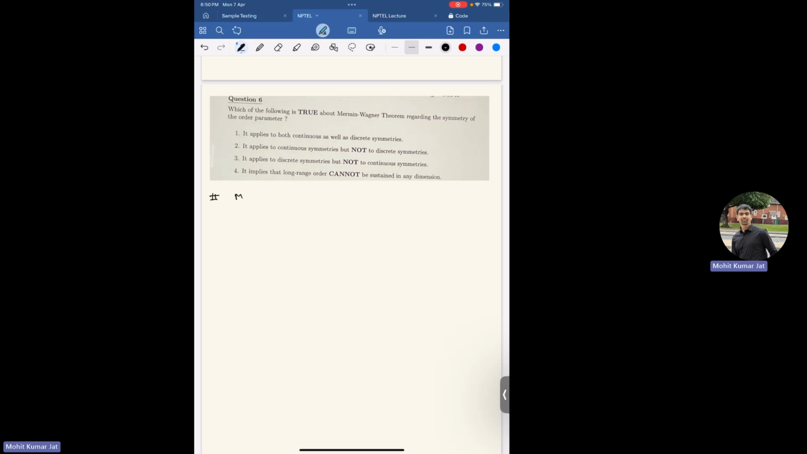So let me write: Mermin-Wigner theorem applies to continuous symmetries and not discrete symmetries.